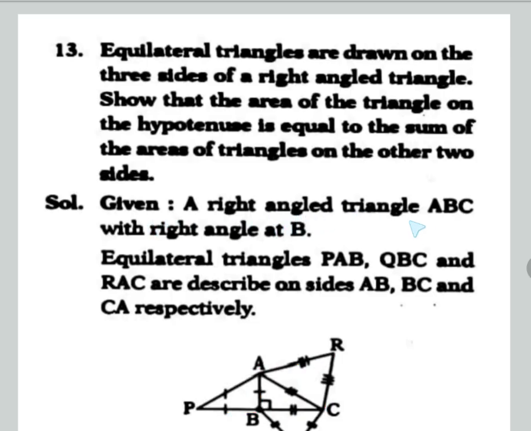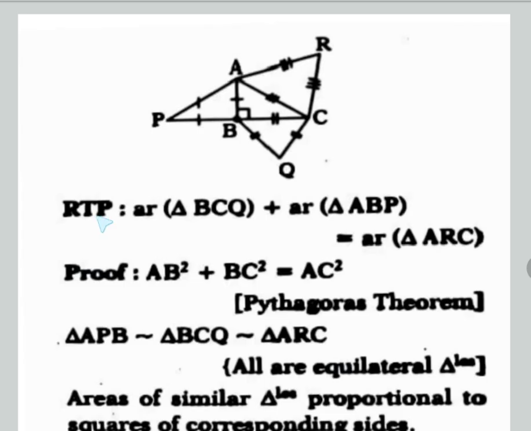Given a right angle triangle ABC with right angle at B, equilateral triangles PAB, QBC and RAC are described on sides AB, BC and CA respectively. We require to prove that the area of the triangle BCQ plus the area of the triangle ABP is equal to the area of the triangle ARC.